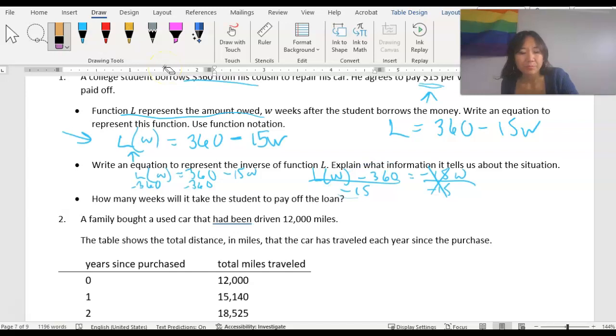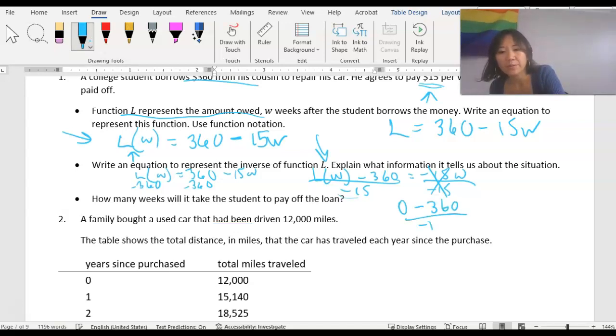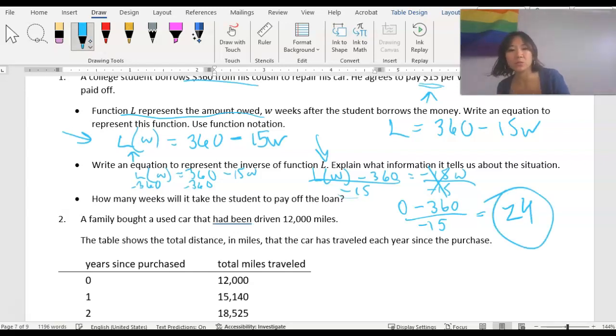How many weeks will it take for the student to pay off the loan? So if the student pays off the loan, then the amount that they owe now is going to be 0, right? So they no longer owe any money. So if we substitute 0 in here, 0 minus 360 over negative 15, and then divide, you're going to have a negative divided by a negative here. So if we do 360 divided by 15, we get 24. So it's going to take him 24 weeks to make that money and pay it off.